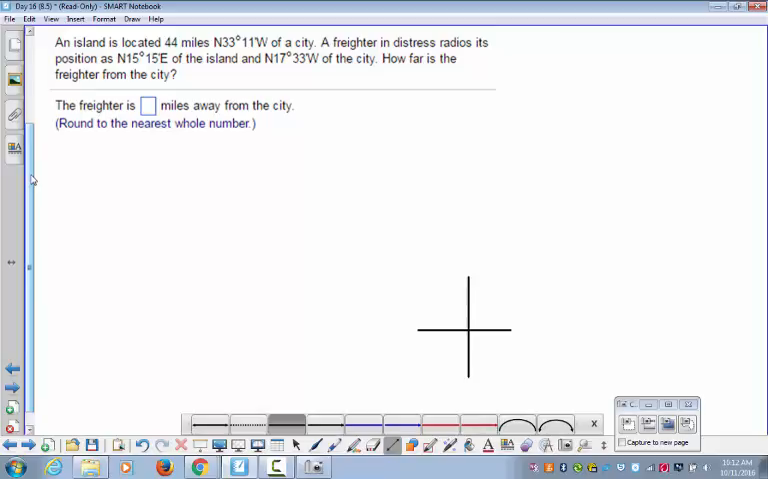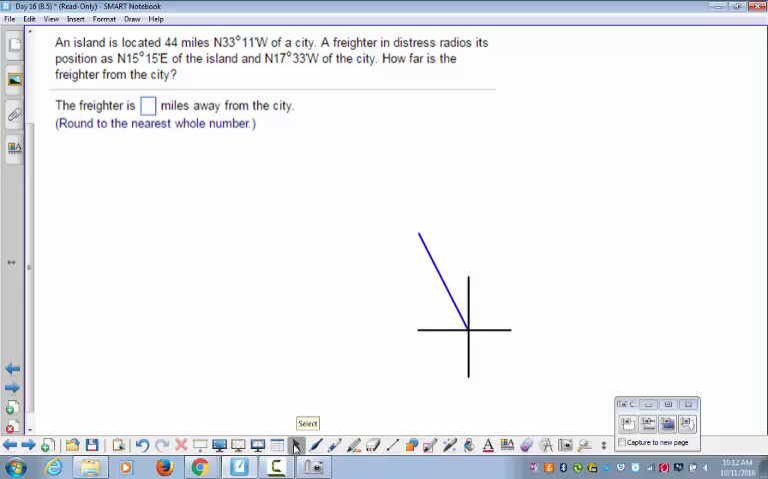Okay, so the island is 44 miles, so that's going to be the length of the segment we draw. And it's north 33 degrees, 11 minutes west. So north and west. We're only 17 degrees west, so 17 degrees is kind of small. I'll draw it probably looking a little bigger than 17 just to make sure it fits. And let's call that angle in there. Because there's going to be another messy line coming in here, so let's put the angle out there. So that's 33 degrees, 11 minutes.